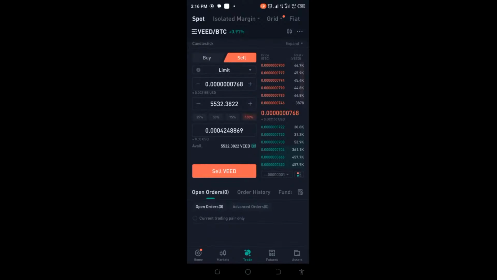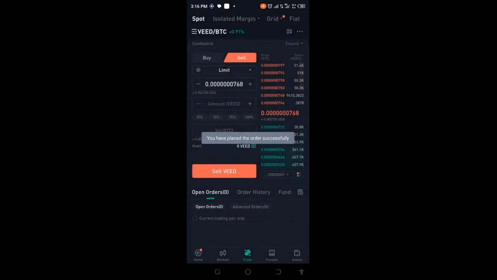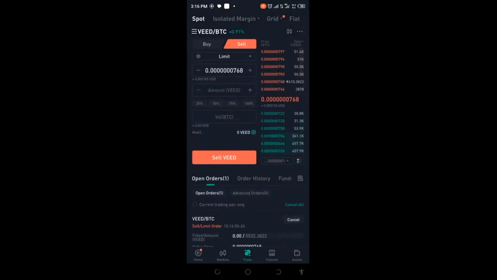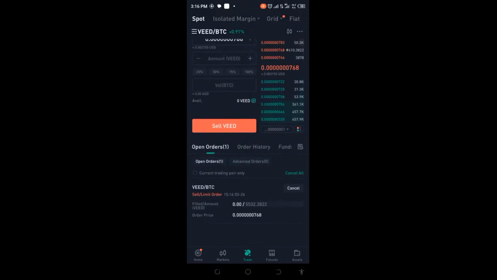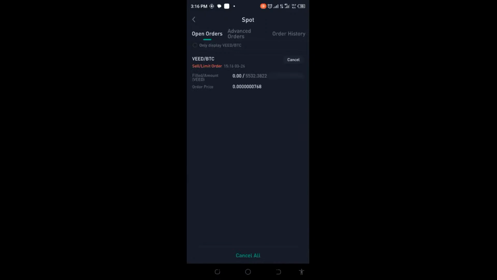Normal price 100%. Take our screenshots, and then we'll just sell. Okay, so let's sell. We're in the queue. Let's see how long this will take. Meanwhile, let's check what our order history is.